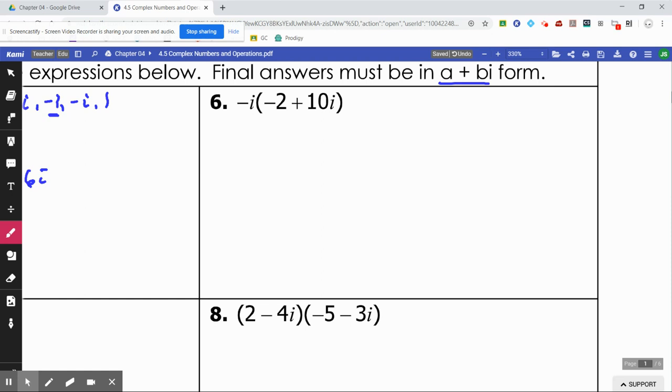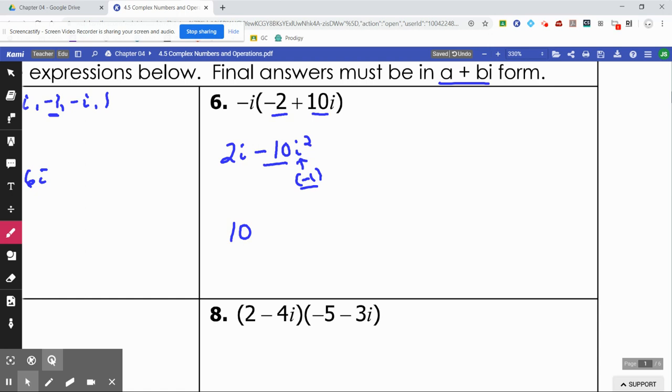Negative i times negative 2 on this one, distributive property would be a positive 2i. And negative i times a 10i would be a negative 10i squared. Anytime you have an i squared, again, we're going to replace it with a negative 1. And if you multiply that together first, we'll have it in the right form. Negative 10 times negative 1 is a positive 10. Then you just bring down your positive 2i, so 10 plus 2i.